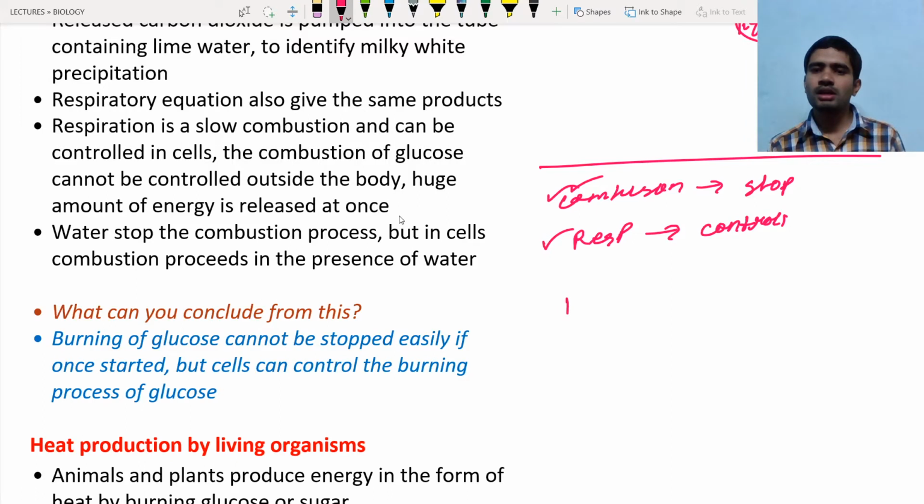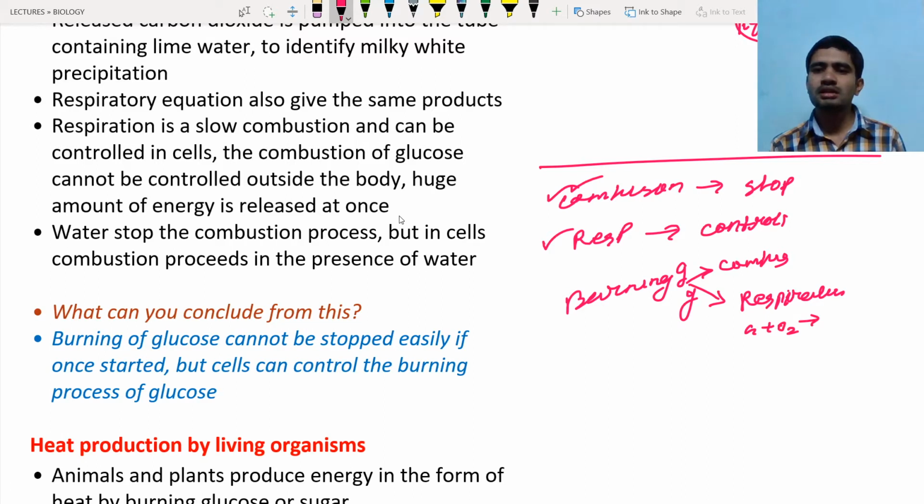So burning in the laboratory is known as combustion, and the same burning of glucose in the cells is known as respiration. So what is cellular respiration? Utilizing food material like glucose plus oxygen to oxidize the glucose to produce carbon dioxide, water, plus energy. This is known as respiration.